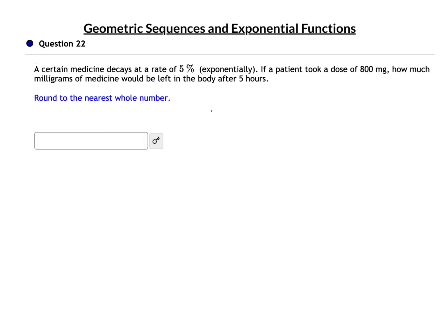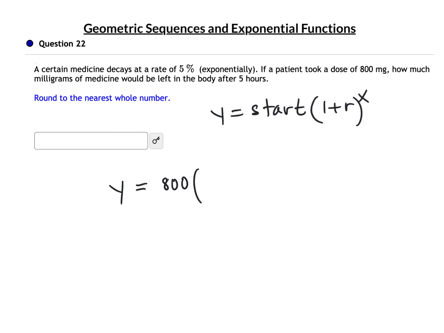This one's like the example in the teaching video. We'll take our standard form of an exponential equation and plug in our numbers. The medicine decays at 5%. The starting dose is 800 milligrams. And it's decaying, it's decreasing, so it's 1 minus 5%, which is 0.05.